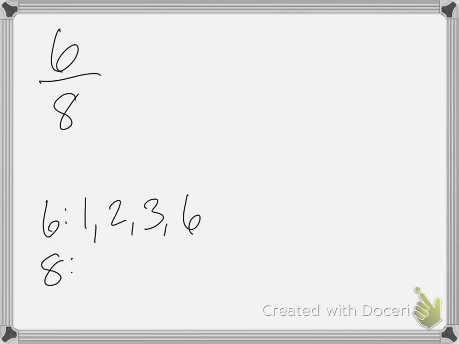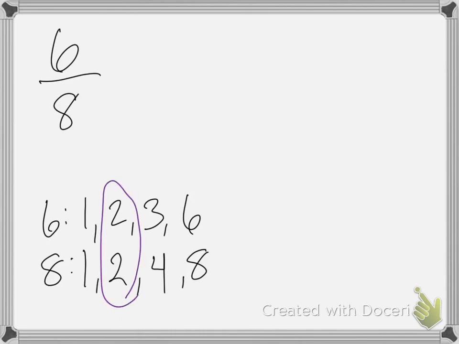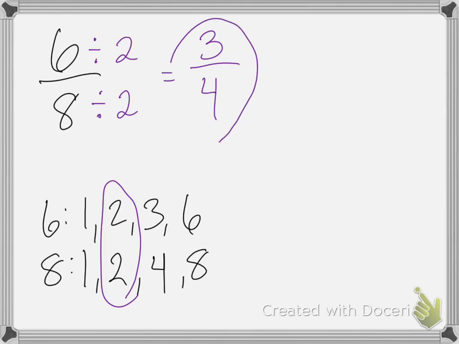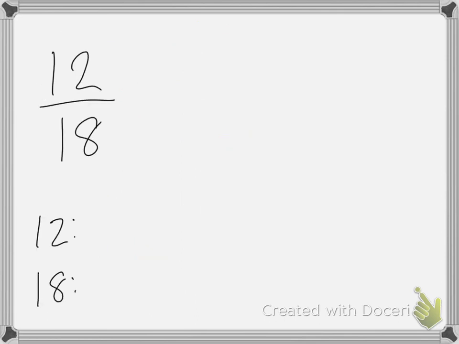Alright, so if we have the fraction 6/8, I have the factors listed here for 6. Let's quickly list the factors of 8. So it's going to be 1 and 8 and 2 and 4. So the greatest common factor of 6 and 8 is the number 2. So I'm going to divide both the numerator and the denominator by the number 2. 6 divided by 2 is 3, and 8 divided by 2 is 4. And this is the simplest form because there's no number that can go into both 3 and 4 to make it smaller.